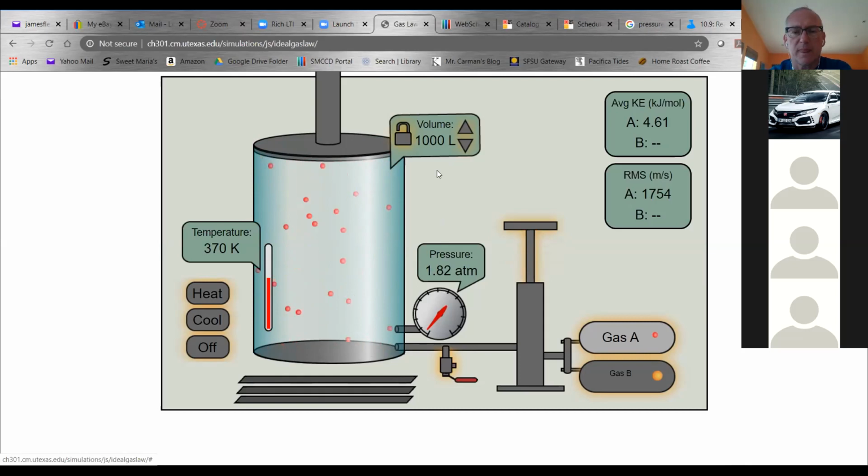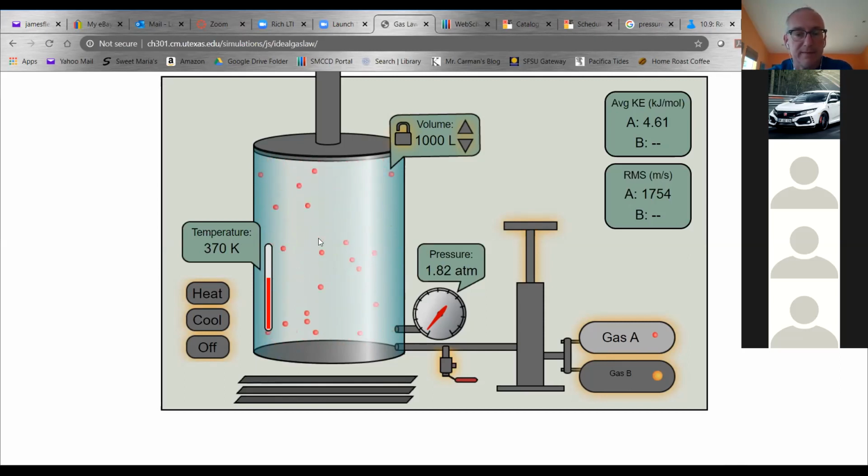So the volume is 1,000 liters, and my pressure would be 1.82 atmospheres. So I write that down as my first data point. And I make a note, I also should say somewhere, maybe in the title of both the plot and my data table, what the temperature is. So I'll put down, volume versus pressure at 370 K or something like that.